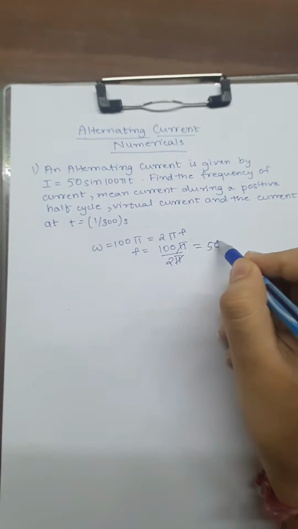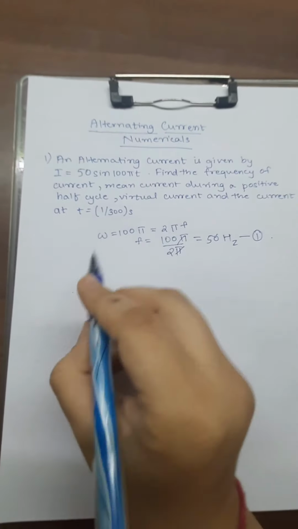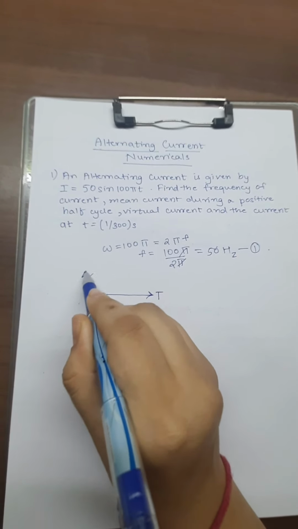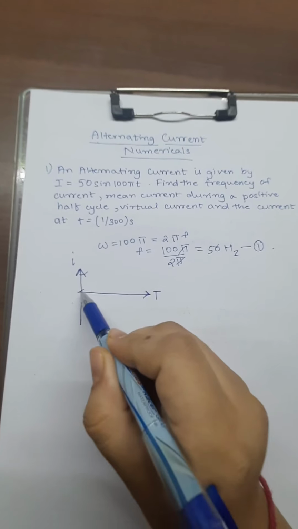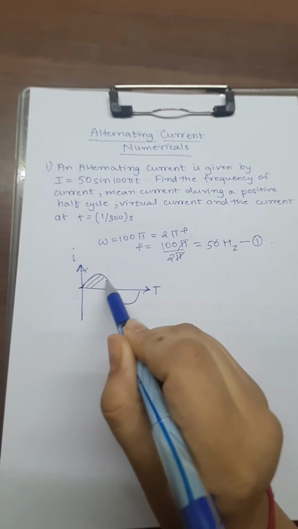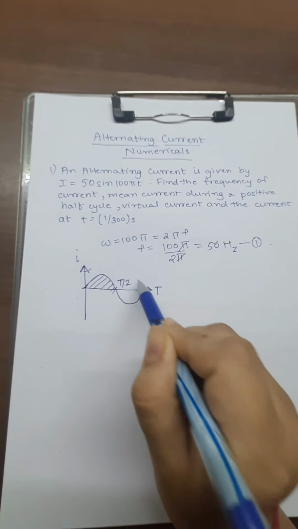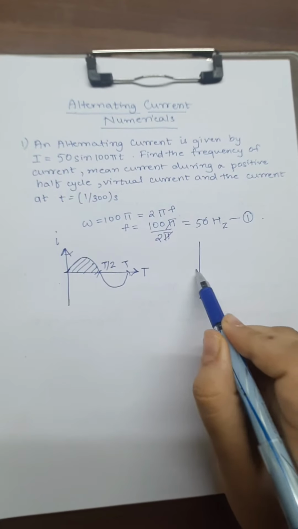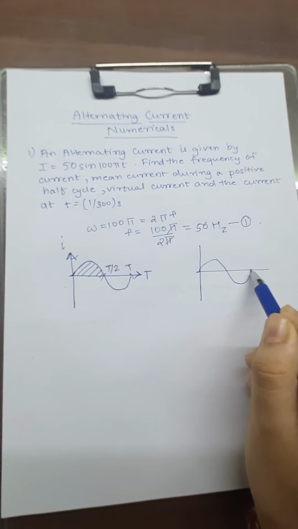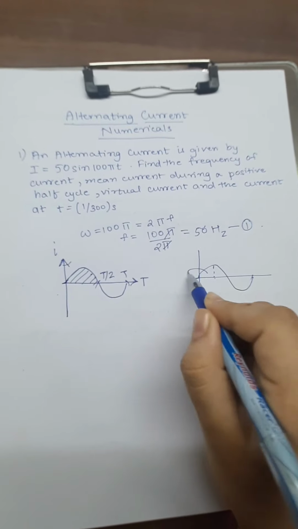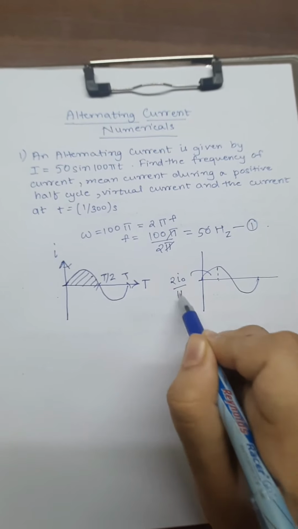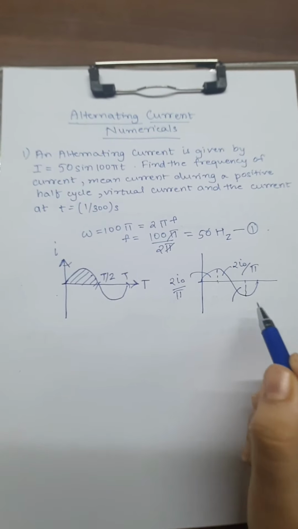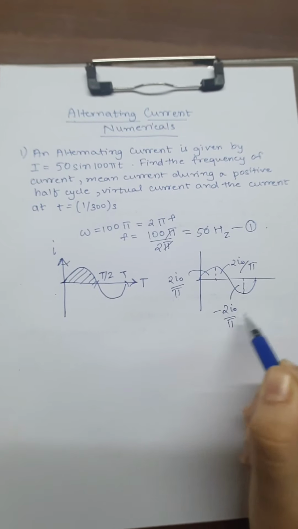Second, we have to find mean current during a positive half cycle. If you don't know, a cycle is this, if this is time and this is current. So a cycle is this and half cycle is this. This is T by 2, this is T. A simple trick for this is just draw the cycle and remember for 1/4 cycle it will be 2 I naught by pi, and here on the negative side it will be minus 2 I naught by pi.